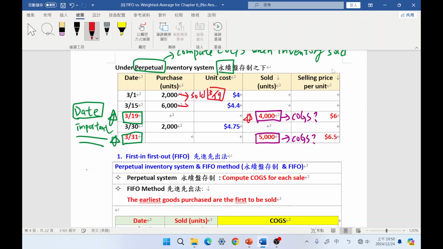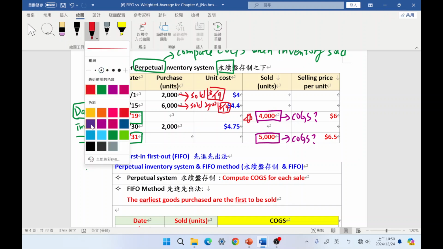For the second inventory, you still need to sell how many? 2,000. Okay? Because in total we sold 4,000. So that's for your March 19. So that's how we find out cost of goods sold for your March 19. How about your second sale? 5,000. Continue. 54 from your first inventory.